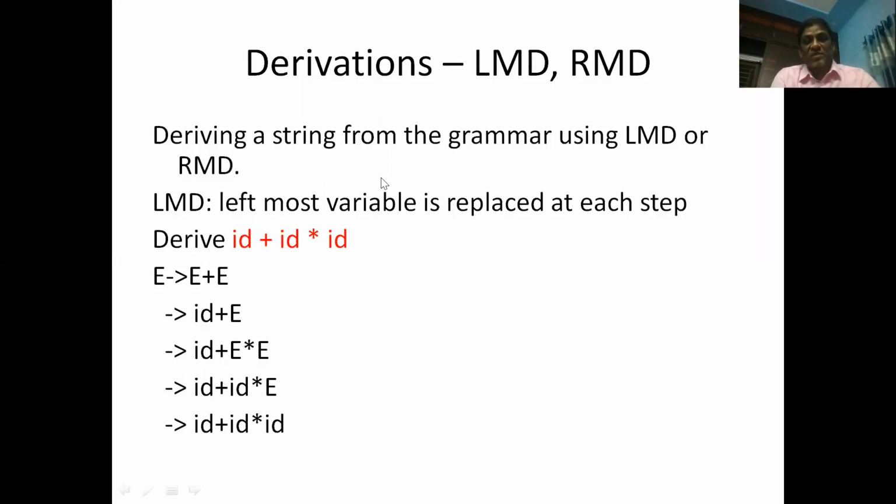One is E plus E, capital E plus capital E. The second one is capital E star capital E. And the third one is id. id is an identifier. Suppose you want to derive this string, id plus id star id. So what will be done?